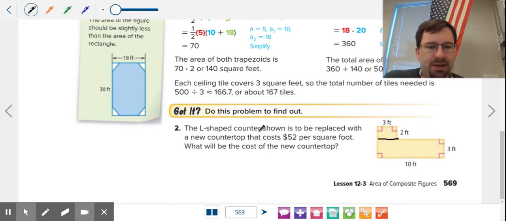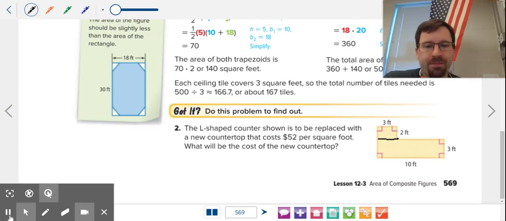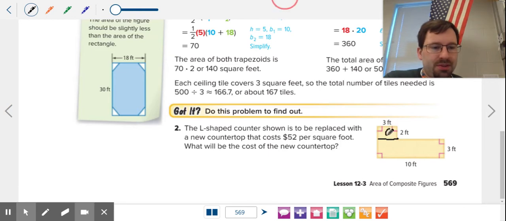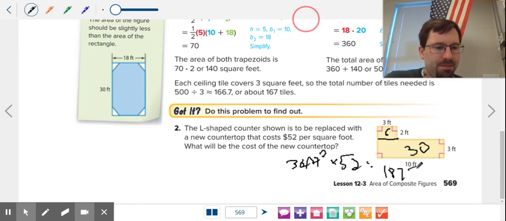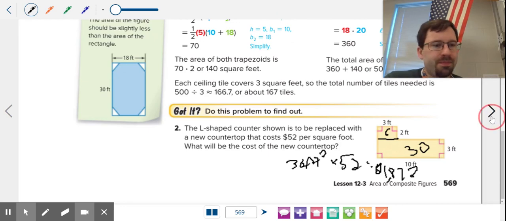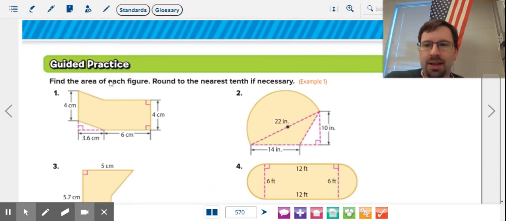It is to be replaced with a new countertop that costs $52 per square foot. So first we need to find out the square footage. 3 times 2 is 6. 3 times 10 is 30. Add them together, 36 square feet, times how much per square foot? $52. And you get $1,872 for this countertop. And that's the basic principle.